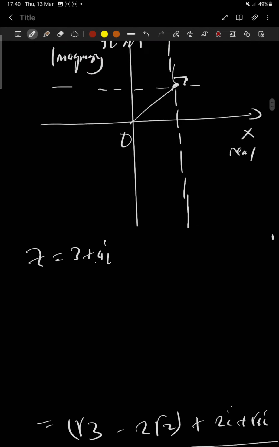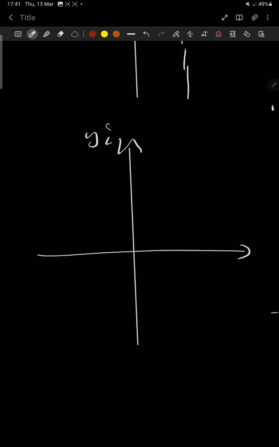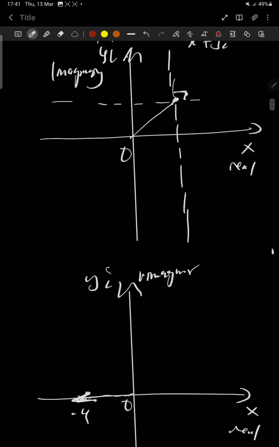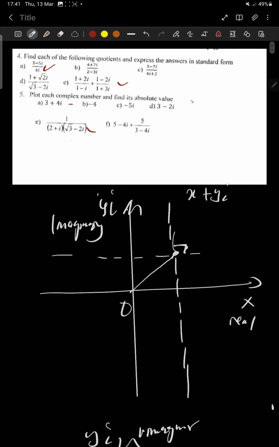-4. How do you sketch -4? Now the question is, is -4 real or imaginary? This is imaginary and this is real. Where can you find -4? -4 is found here. So we move from 0, and just draw an arrow to -4. Then the other one is -5i. Where can I find -5i? It is found here, so it will be an arrow from 0 to -5i.